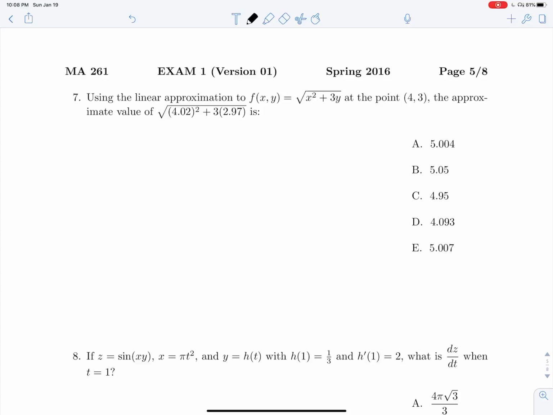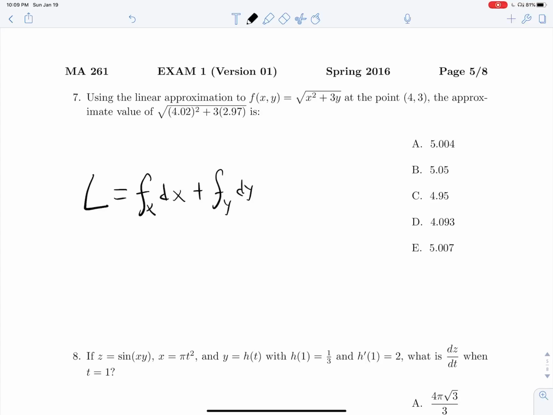Let's use the linear approximation at the point (4, 3) to approximate the value of this thing. This is pretty scary, but all we have to recognize is our linear approximation, and I like to kind of make stuff up for this. Don't worry, it still works. We're going to call our linear approximation L. This is just going to be fx dx plus fy dy.